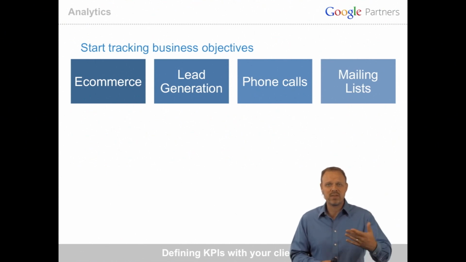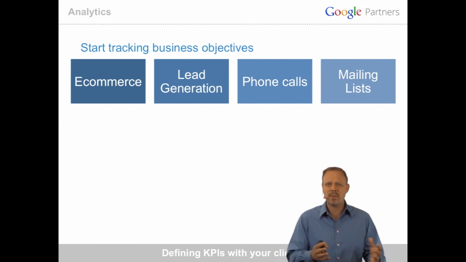They put their name on the email list, they've signed up for your newsletter, and that's worth something. That's a business objective. That's a conversion on the website. We can track that and we can understand exactly what you got back for your marketing.